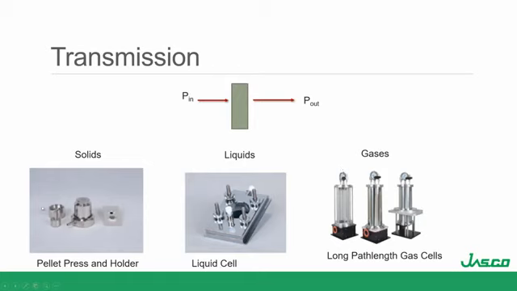So this is a pellet holder. This is a die. This is what you use to create pellets, and that's a pellet holder. This is a liquid cell, and these are long path length gas cells.